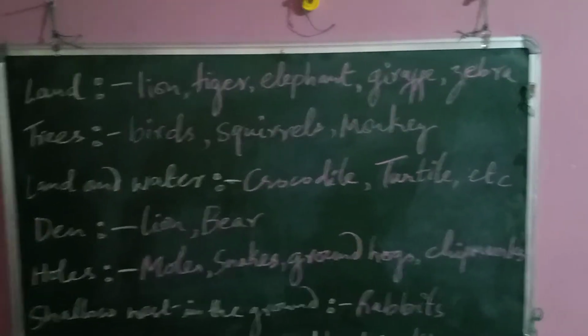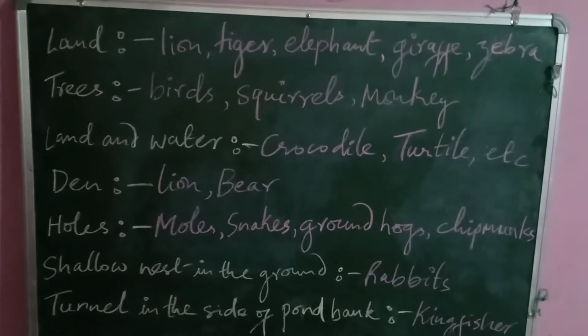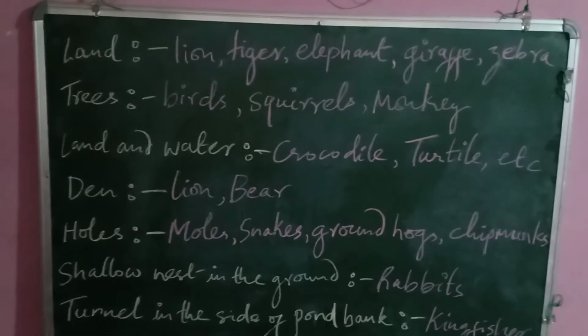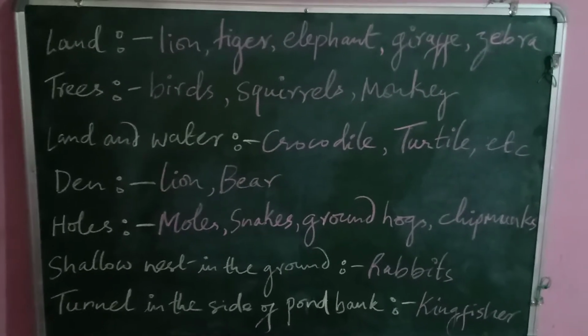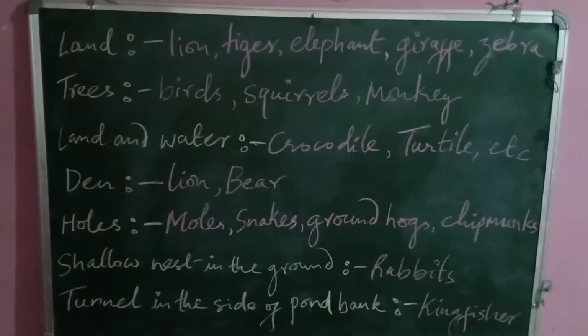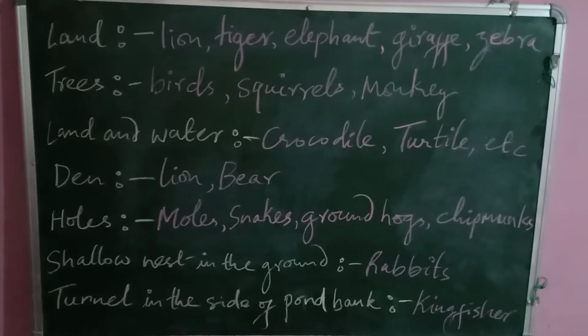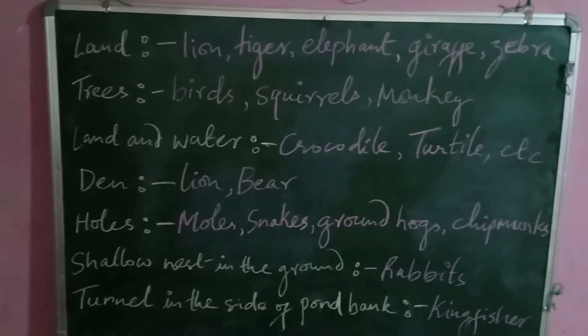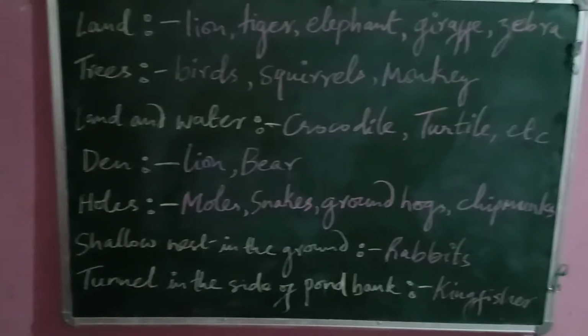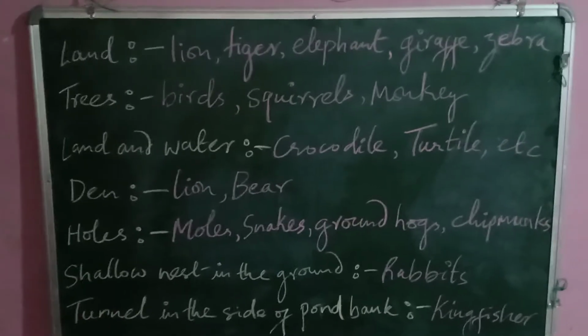It's a cave like structure, okay. After that, holes: moles, snakes, groundhogs, and chimpanzees. These are some animals which live inside a hole, which they make inside the ground and they live in it.